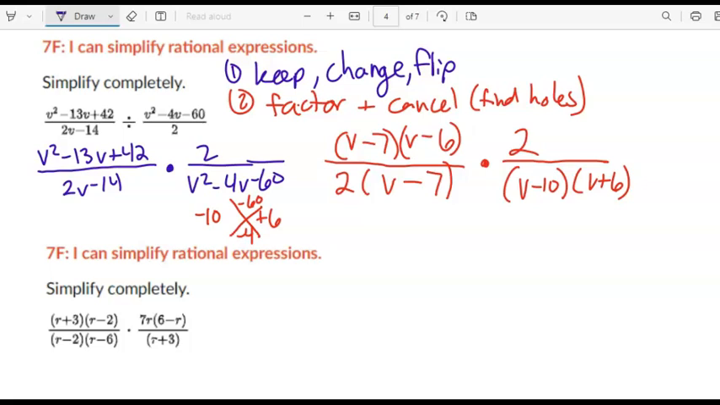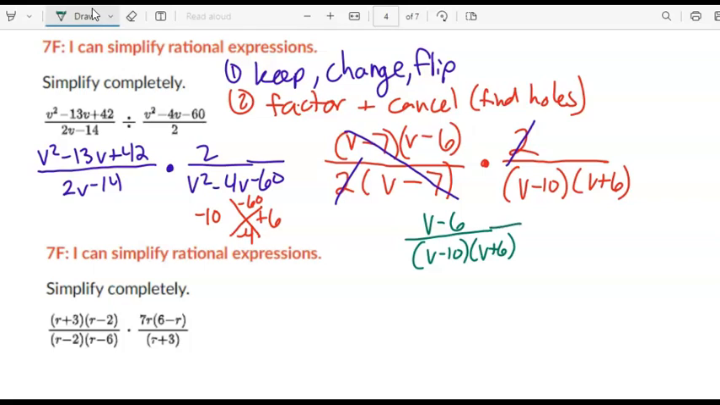From here, let's see what cancels. The v minus 7's cancel, and the 2's cancel. So now we're going to write our answer: v minus 6 all over v minus 10 times v plus 6. Usually they'll want you to keep your answer in factored form at the bottom, and they'll want you to multiply and simplify in the numerator.